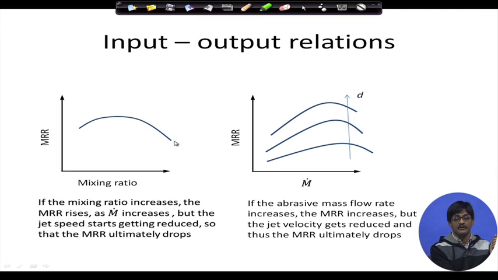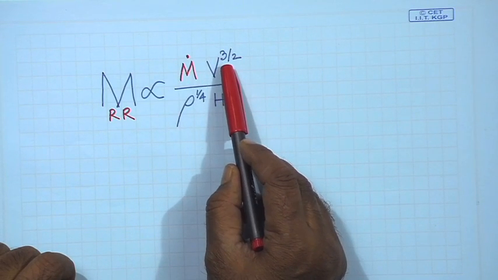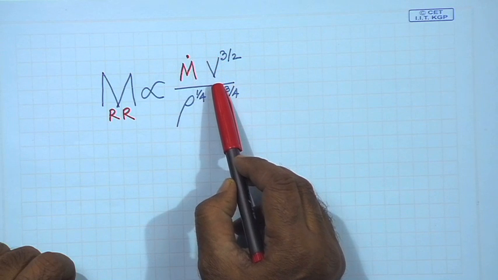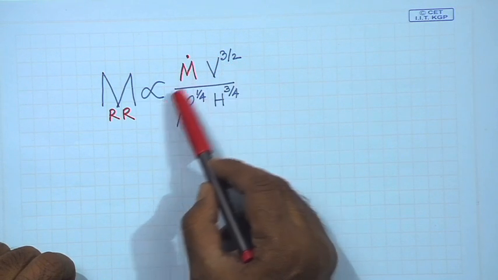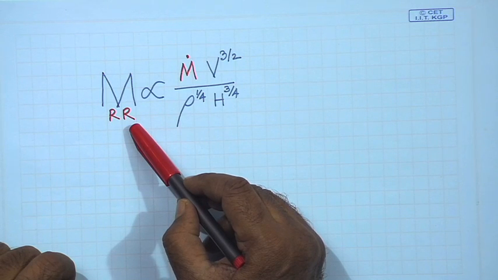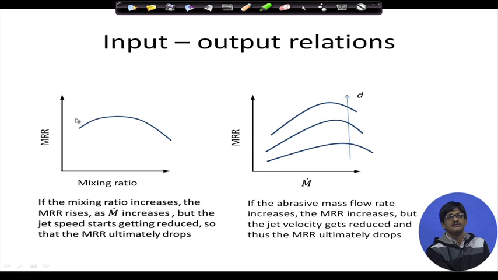MRR will start drooping. If we come back to the equation once again, velocity to the power 3 by 2 is now going down. If velocity goes down, velocity to the power 3 by 2 will affect MRR in the sense that MRR will go down. So, that is why even if the mixing ratio is bringing in more abrasives, their velocity is reducing, and therefore MRR is ultimately going to drop, increase initially and then drop later on.